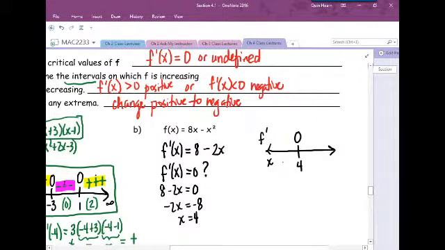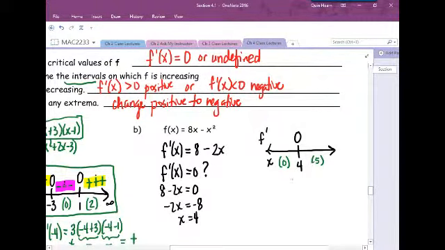All right, then you want to determine where we have positive values and where we have negative values. So you pick test points on either side of 4. 0 is an easy one to the left of 4, so I'm going to use 0. And then I'm going to use 5. But you can pick any values you want.